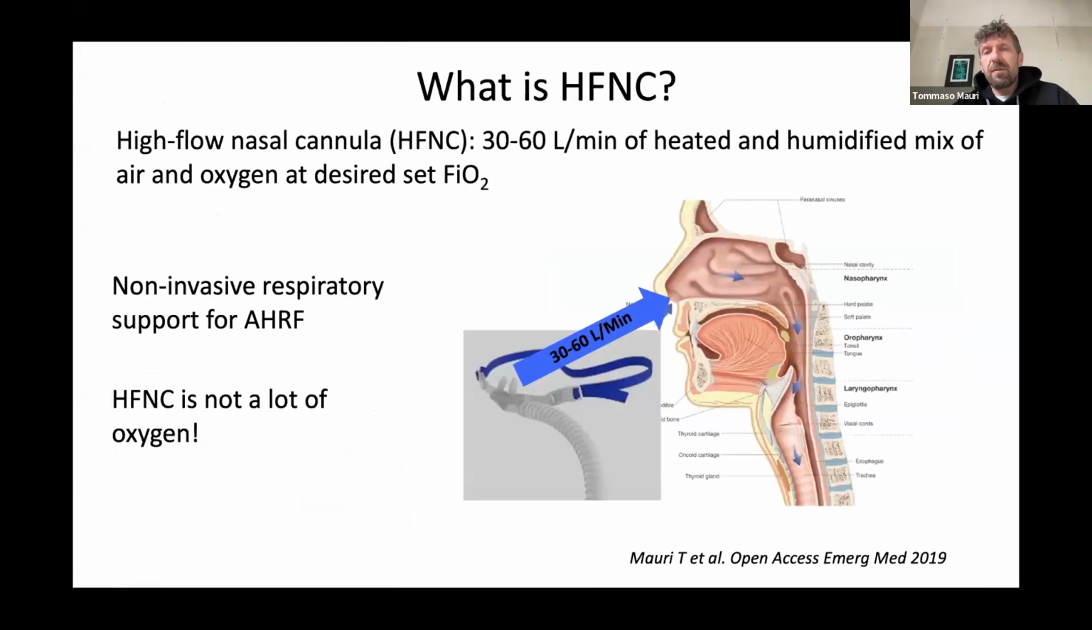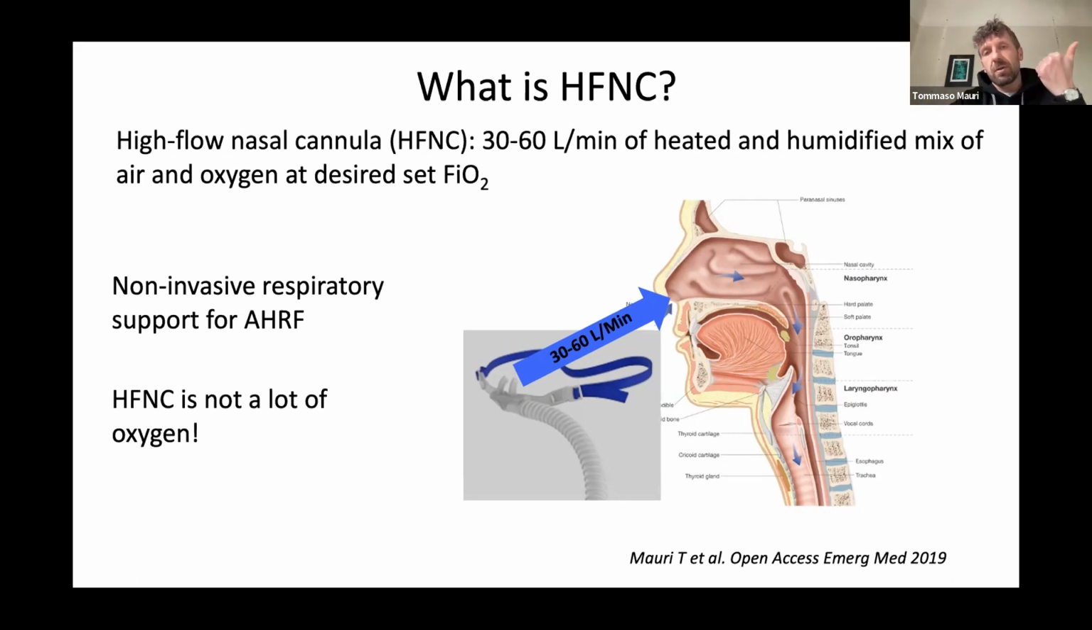So what is high flow? High flow is a range of flow. So you can set humidified and heated gas through the nose, and the minimum is usually thought to be around 30 liters per minute, the maximum 60, but in reality many machines, many commercially available devices, and also clinical experience is growing, can let you deliver high flow up to 100, even 120 liters per minute.